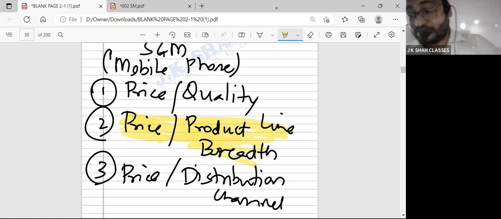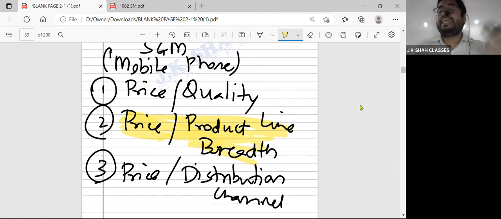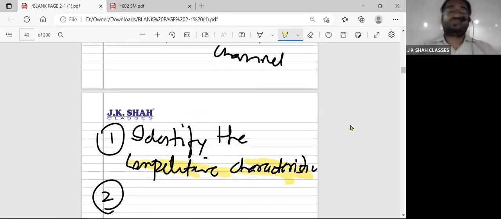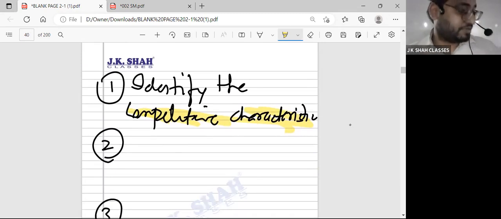Now here, price and product line breadth we are talking about. So we asked that company, on what basis you want to carry out this activity. So they said we want to carry this activity out on the basis of price and number of models, that is product line breadth. So what is our competitive characteristic? Price and product line breadth. This is our competitive characteristic. Second step.